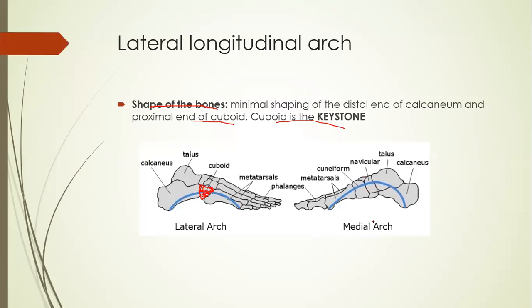You can see the difference here. There are 3 bones involved, while here multiple bones are involved. That's why the lateral arch is a rigid arch. It is more rigid, and the medial arch is flexible and it can move quite a bit and changes shape according to uneven spaces or uneven surfaces.